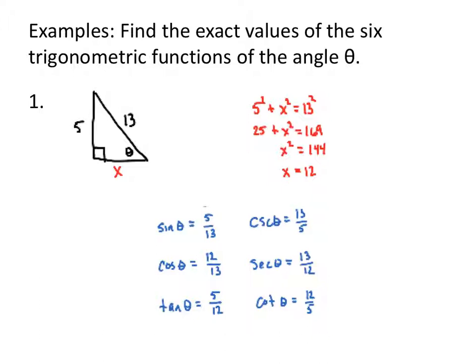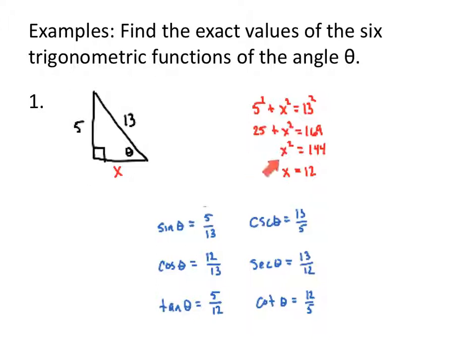So, let's find the exact values of the six trigonometric functions of the angle theta. And we're given one leg is a 5, the hypotenuse is 13, and the 5 is the opposite side. So in order to find the exact values of the six trig functions, I have to know the lengths of all three sides. But the great thing is Pythagoras. The Pythagorean theorem works for every right triangle. So I know that 5 squared plus x squared equals 13 squared. And I know 5 squared is 25 and 13 squared is 169. So when I subtract, I get x squared equals 144. And the square root of 144 is 12. So I know that my x value is 12.